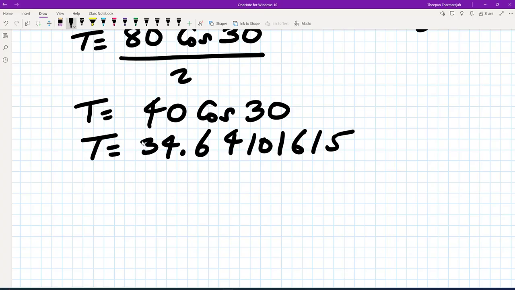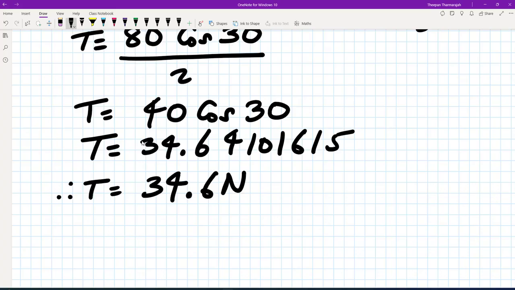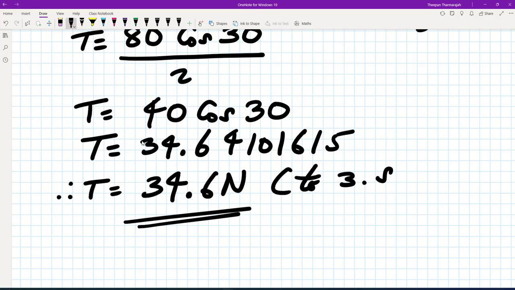So we need the true value for T, maybe in a further calculation, because I want all of these forces. So we can round T to 3SF, but use the true value in subsequent calculations. So T is 34.6, correct to 3 significant figures.